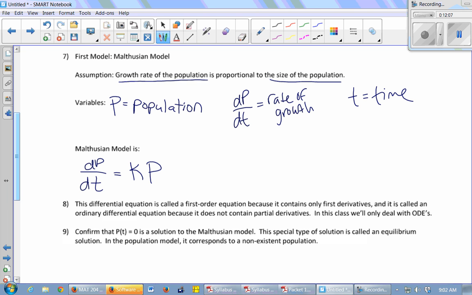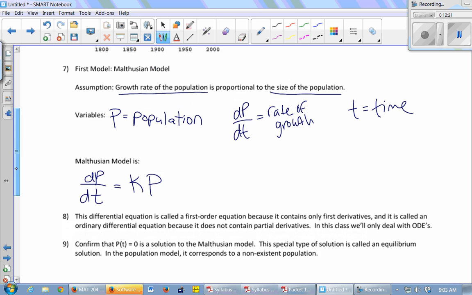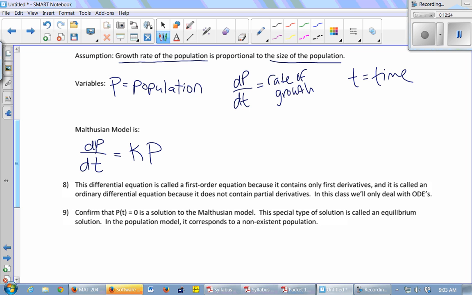So this is the Malthusian model. It just says that the rate of growth is proportional to the population size. This is called a first order differential equation because it only contains first derivatives. The example we did a few minutes ago where we checked a solution, that was a second order. It had a second derivative in it. It's called an ordinary differential equation, often shorthand ODE, because it does not contain any partial derivatives. You probably learned about partial derivatives if you took Calc 3. We won't be dealing with that in this class. It's only ODEs.